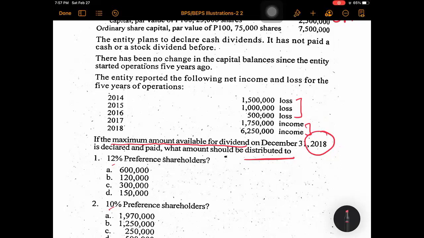Income, sir, the loss and income. What income? For 5 years. Why? Total income of years 17 and 18 minus total loss of 14, 15, 16, sir. That's 5M. Question: why did you appeal 14, 15, 16, 17? Isn't the question only 2018?